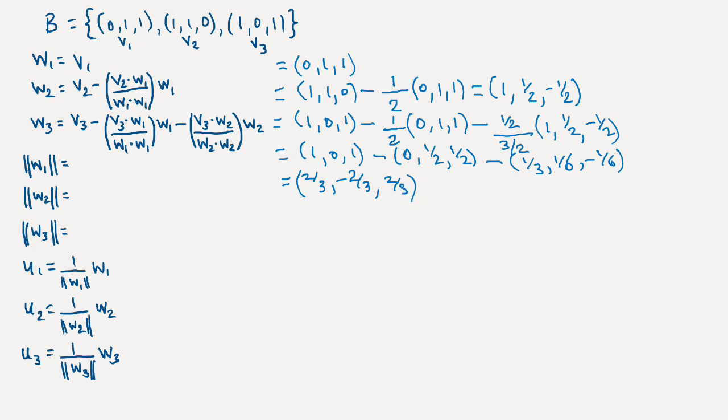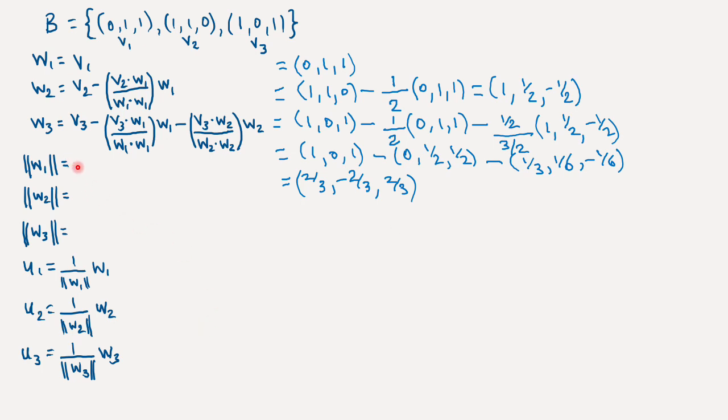Okay, so we can do a quick check here to make sure we've got orthogonal vectors. So W1 is 0, 1, 1. That's orthogonal to W2, which is 1, a half, minus a half. And it's also orthogonal to W3, 2/3, minus 2/3, 2/3. And then W2 and W3 are also orthogonal if we look at them, because they're going to have inner product 0. 1 times 2/3 plus a half times minus 2/3 plus minus a half times 2/3. That will be 0, inner product of 0.